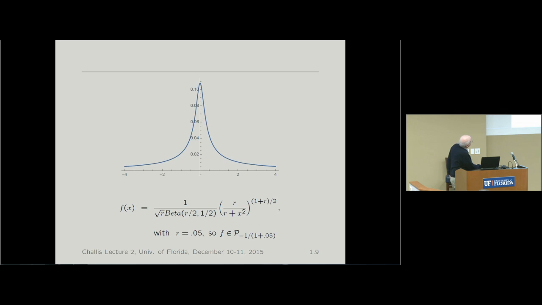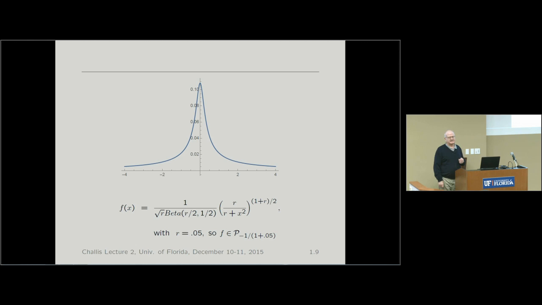So here's a picture of a T-density with R, the degrees of freedom, not an integer, but 0.05. So we can form T-densities with non-integer degrees of freedom, right? That's easy. We know how to do that. There's the form of the density. And here's what it looks like. Well, we know that T's are heavy-tailed. Here, the decay of the tail is essentially x to the 1 plus r. It's going down just a little bit faster than 1. It's just barely integrable, right, in some sense.